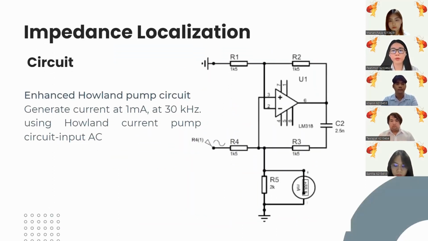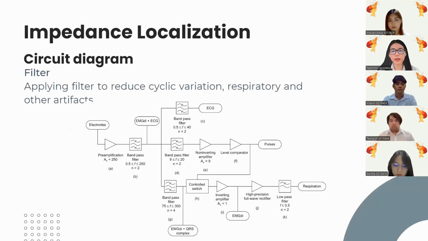As mentioned, we will generate a current of 1 mA at 30 kHz using an enhanced Howland current pump circuit. The circuit is shown here. However, after passing through the body parts, respiratory and cardiac movement may cause cyclic variation. So several band filters should be applied to eliminate this variation, but this may also slow down the response of the catheter position.